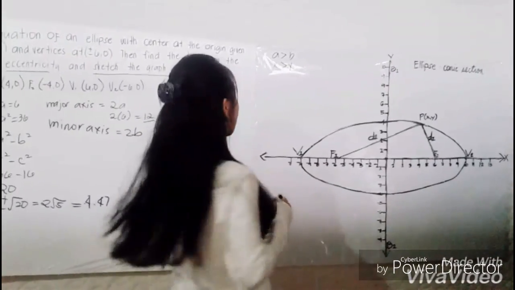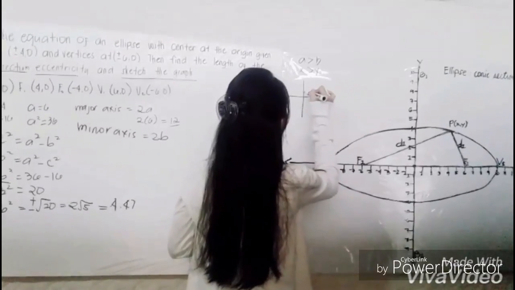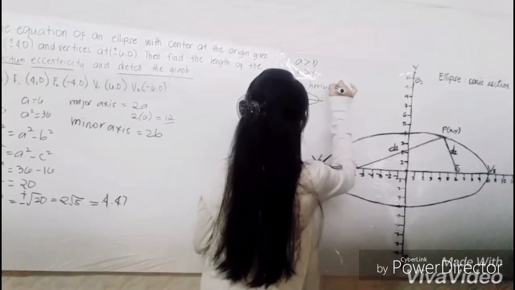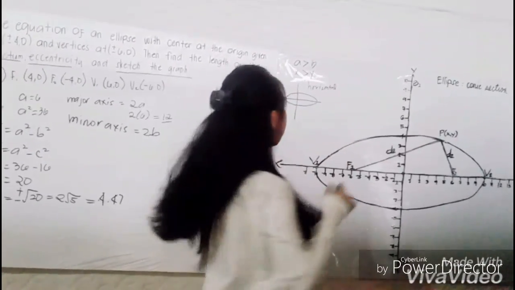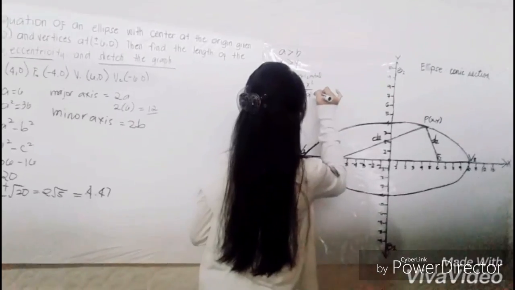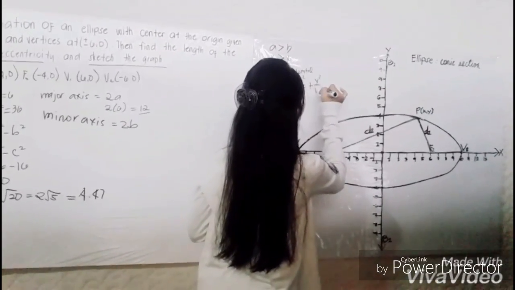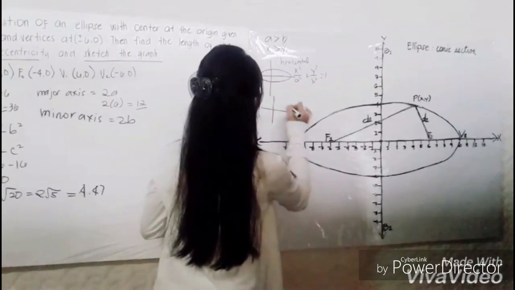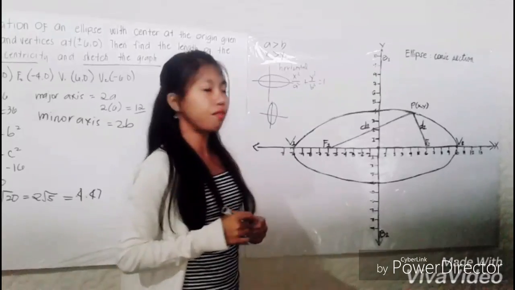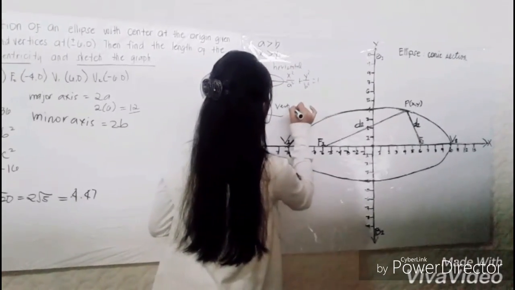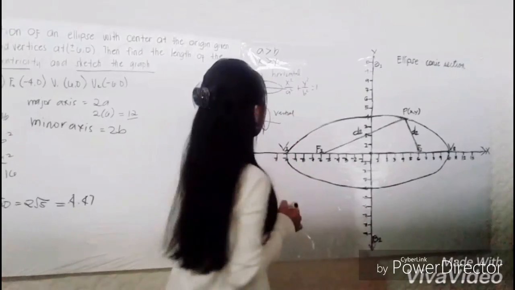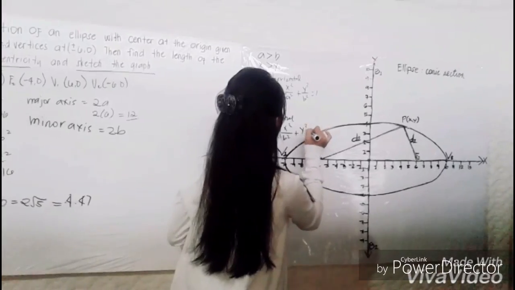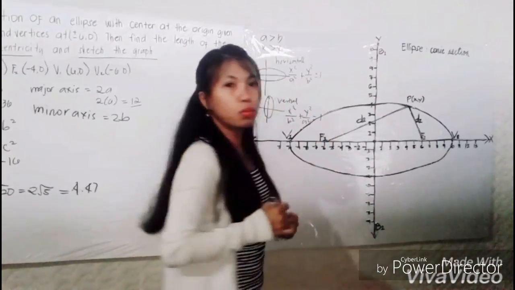So if your major axis is along the x-axis, your graph has a horizontal major axis, having a formula of x squared over a squared plus y squared over b squared is equal to 1. But if your major axis is along the y-axis, your graph has a vertical major axis, having a formula of x squared over b squared plus y squared over a squared is equal to 1.